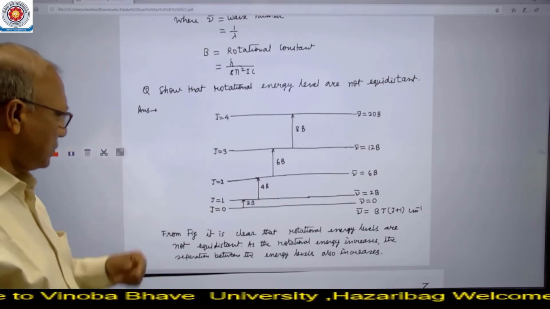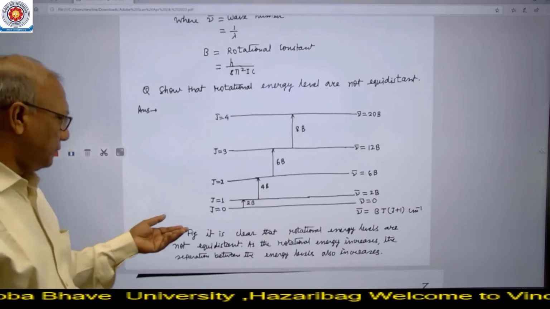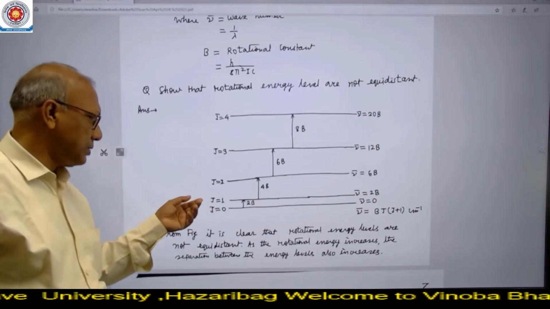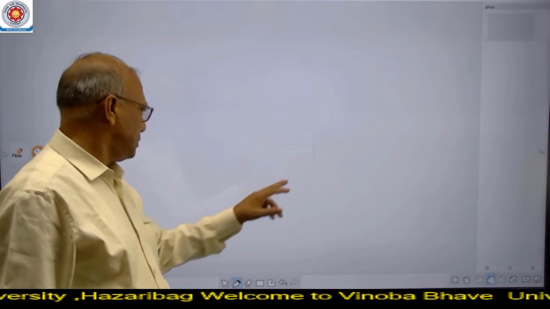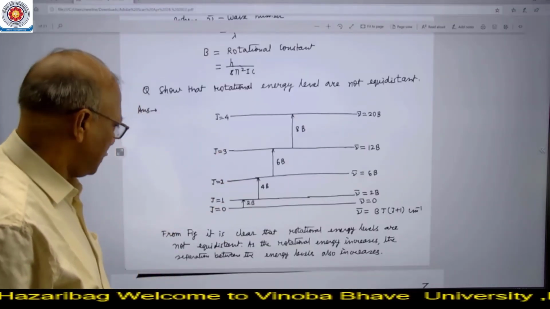Here we have drawn some rotational energy levels denoted by J. The first one, the lowest energy level, is J is equal to 0. The next one is J is equal to 1. The second is J is equal to 2. The third is J is equal to 3. The fourth one is J is equal to 4.